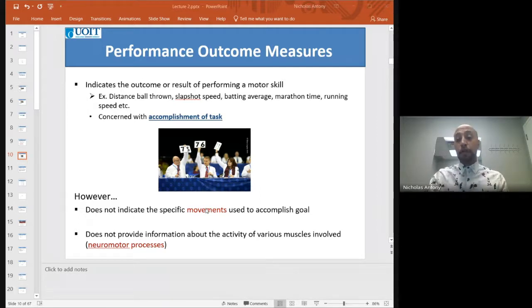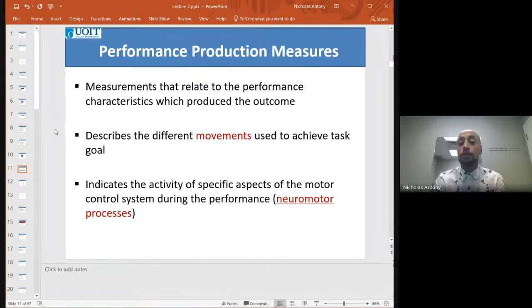And so performance production measures are more concerned with providing values that detail the movements or the neuromotor processes. Performance outcome measures are more concerned with the outcome of the actual skill itself. And in this slide, it details just that. Performance production measures are more concerned with the production of the skill. That would include the individual movements that were utilized to achieve the task, as well as the individual specifics of the neuromotor processes that were used in controlling the body during that motor skill.